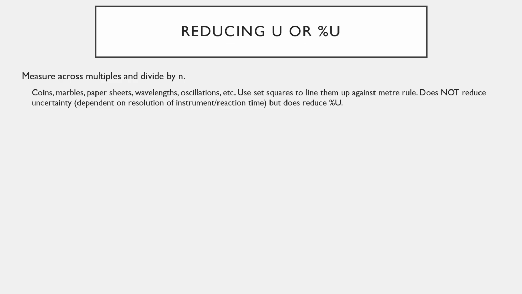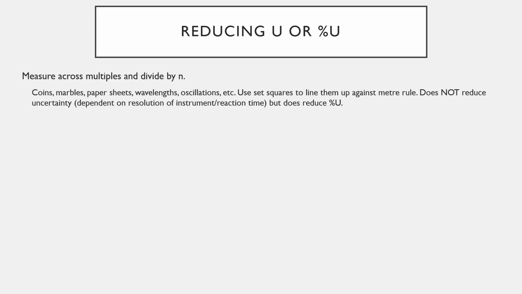So if you want to find the diameter of a coin, the diameter of a marble, the thickness of paper, the wavelength of a sound wave, you measure across 5, 6, 10, whatever is appropriate, depending on how small the object is. Stick two set squares on either end, line them up against a meter rule. Even better if you can line one end against the zero of the meter rule, and then measure across 10 coins and divide by 10.